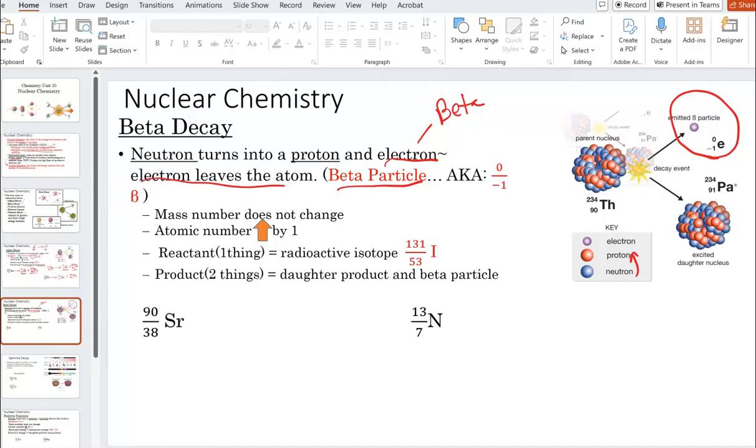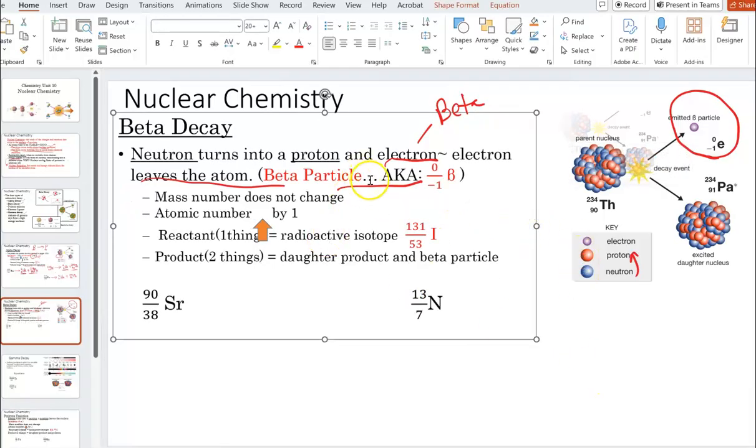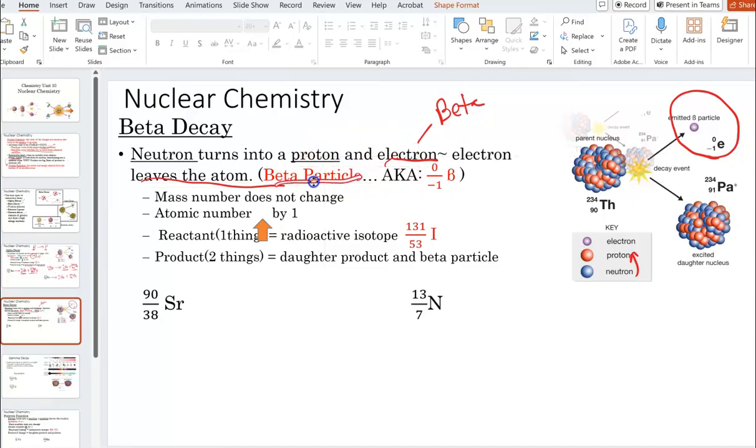Now, there are two ways you can write a beta particle. Let me see if I can change that. There we go. Okay, so two ways to write a beta particle. Bright Thinker writes it like this. There is no mass number, and the -1 tells you it's got a negative charge, and you've got this funky little b. That is one way you can represent a beta particle.